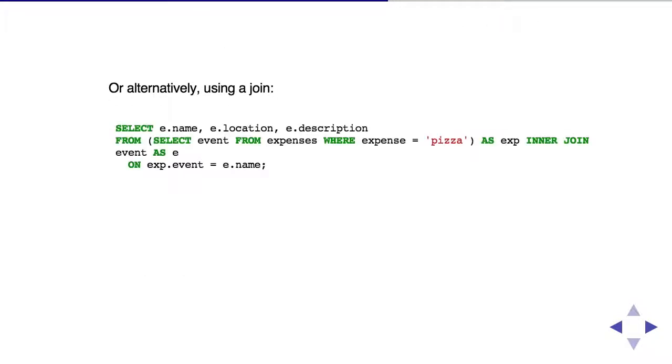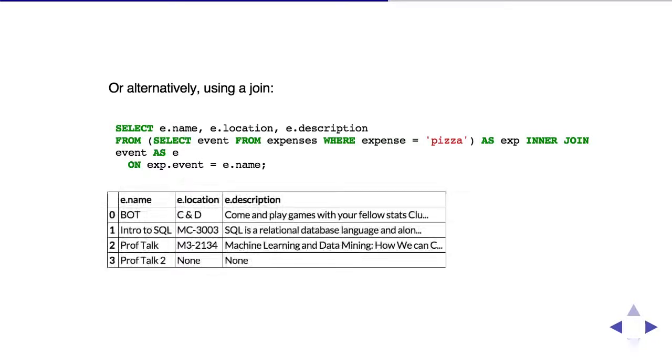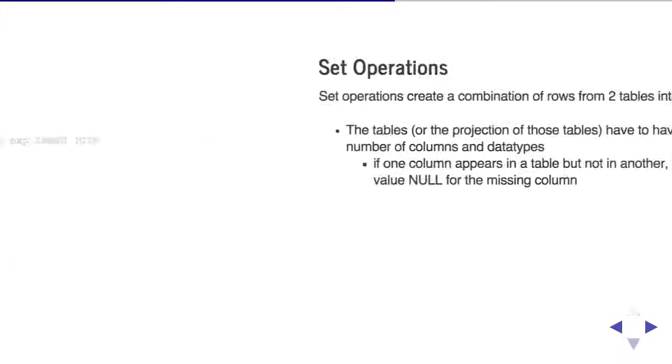Alternatively, we could also use a join. If we join up that subquery with an inner join for event, where that event is equal to the name, that's also equally valid, and we get the exact same thing.